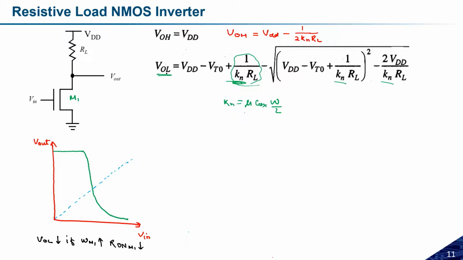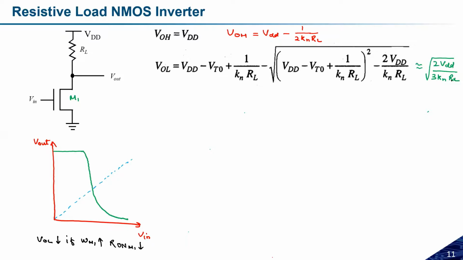If I am talking about the simplified expression for this VOL, it can be written as 2 times VDD divided by 3 Kn into RL. So this is the factor. This is the simplified expression.